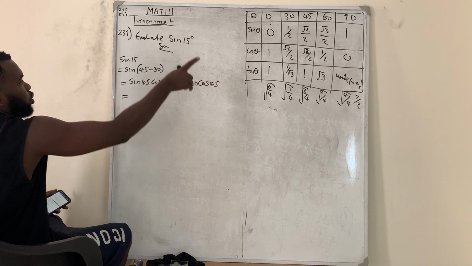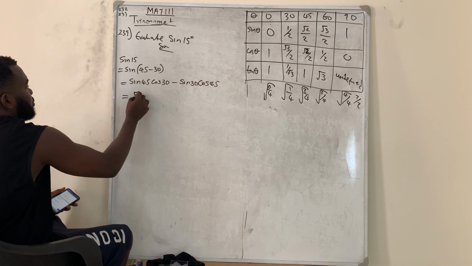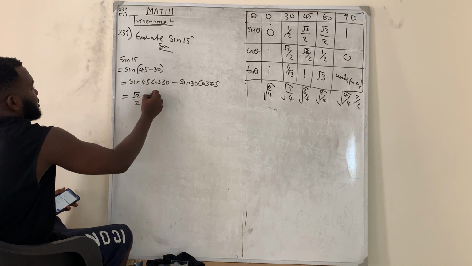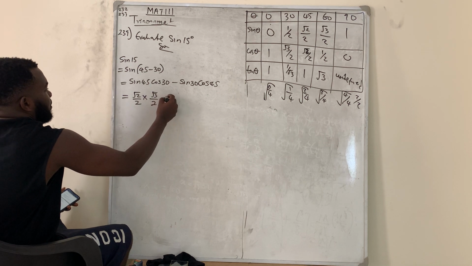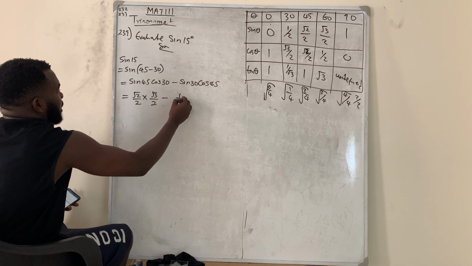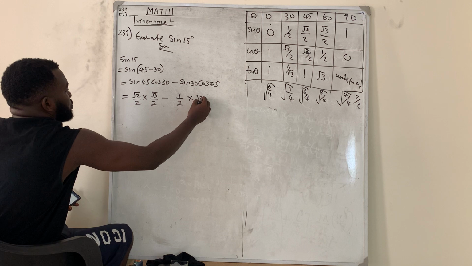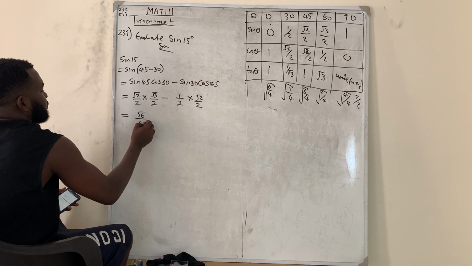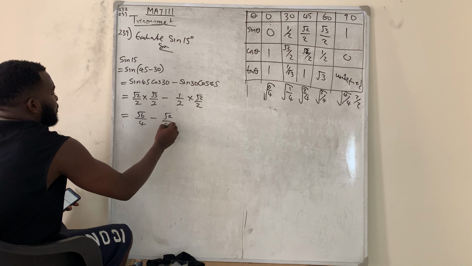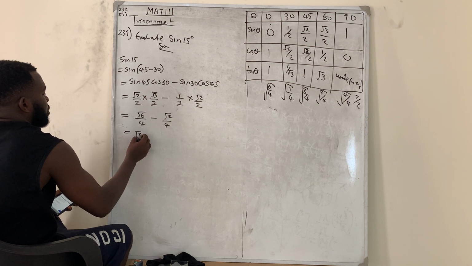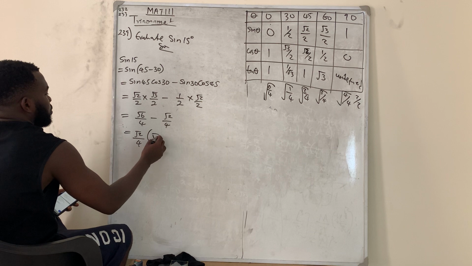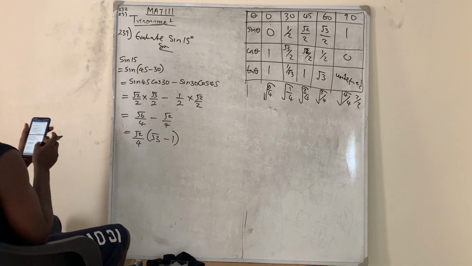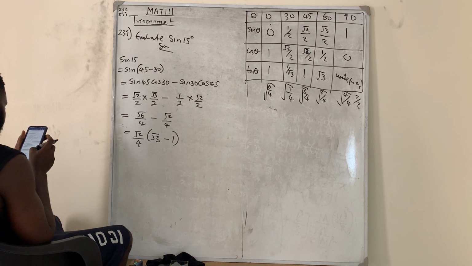So according to my trigonometric ratio, sine 45 is root 2 over 2 times sine 30 is root 3 over 2, minus cos 45 times sin 30, which is 1 over 2 times root 2 over 2. So I'm having root 6 over 4 minus root 2 over 4, which will give you root 2 over 4 into root 3 minus 1.